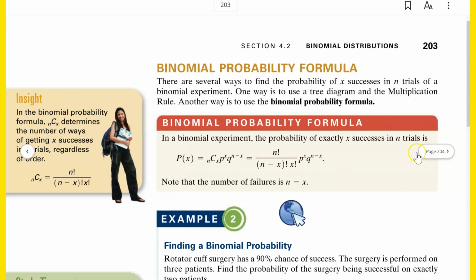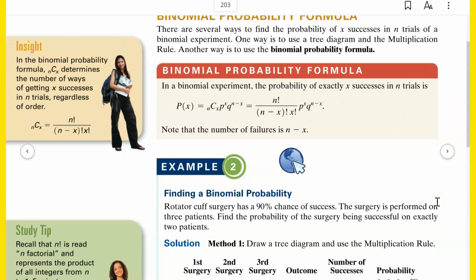There are several ways to find the probability of X successes in N trials of a binomial experiment. One way is to use a tree diagram and the multiplication rule. Another way is to use the binomial probability formula. I'm going to show you a couple of ways, and the last way I show you will be the easiest way, and I think it's probably the one you're going to use the most, but let's work our way up to that. In a binomial experiment, the probability of exactly X successes in N trials is this. So, the probability of X successes in N trials is NCX.